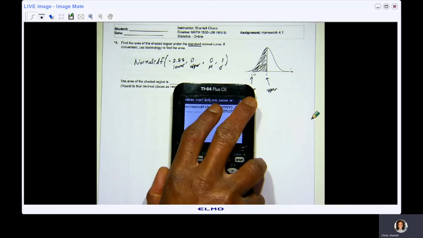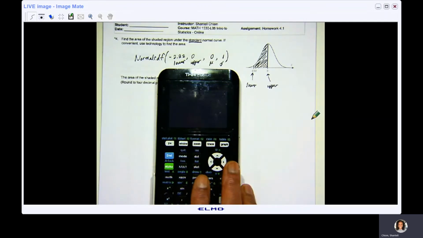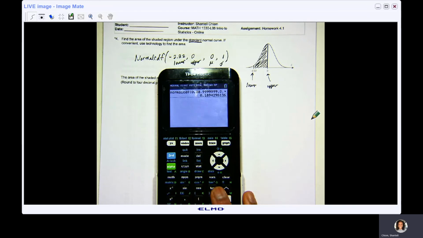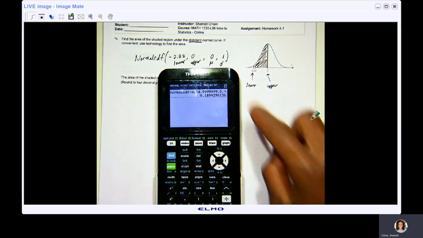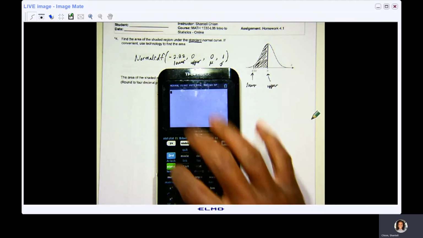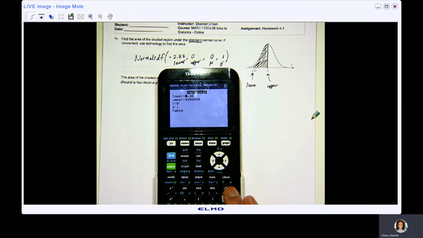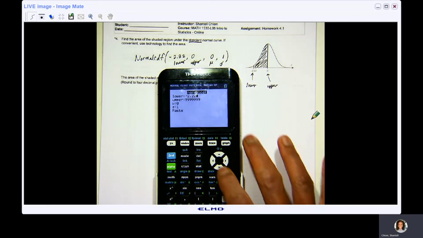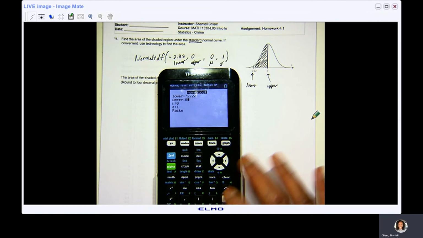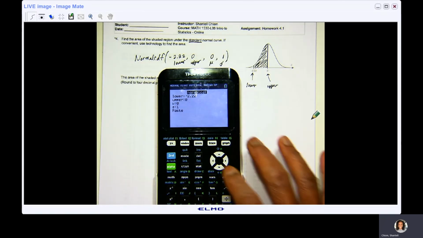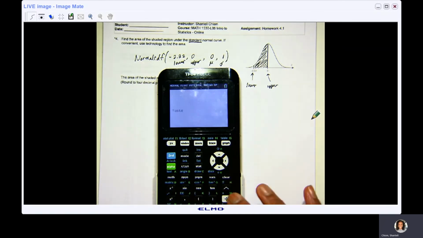So normal CDF, negative 2.22, 0, and then 0 for my mean and 1 for my deviation. So I'm pressing second VARS, normal CDF. I've got negative 2.22. My upper is 0. My mean is 0. My deviation is 1. And there it is on my home screen. And I'm going to press enter.